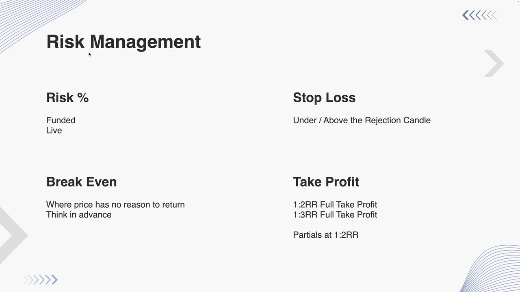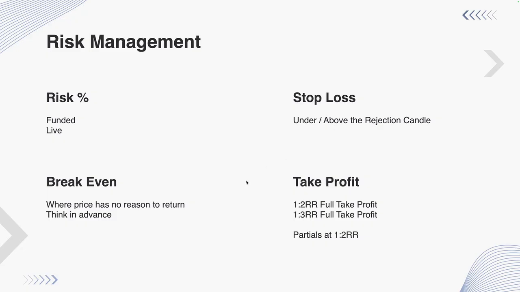Now, if we move on, we want to cover risk management. For risk percentage, I am going to refer to the funded guide, and I'm also going to refer to a later episode in this spring enrollment as well. Then for stop loss, under or above, depends on whether we are bullish or bearish: above the rejection candle. What you saw me do throughout this whole video is place the stop loss under a bullish rejection candle or above a bearish rejection candle. That is exactly where you want to have your initial stop loss.